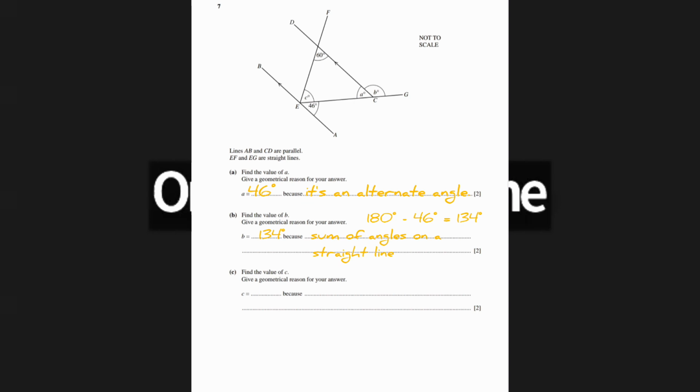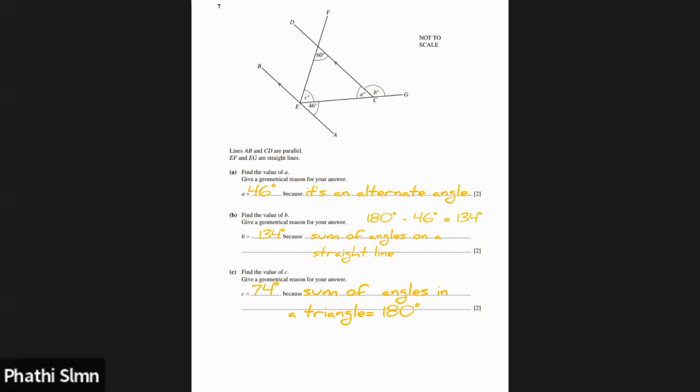So can we quickly subtract and add, and then will you tell me what we get? C is equal to 74 degrees. Well done. And the reason is angles in a triangle. But how did you find that 74 degrees?